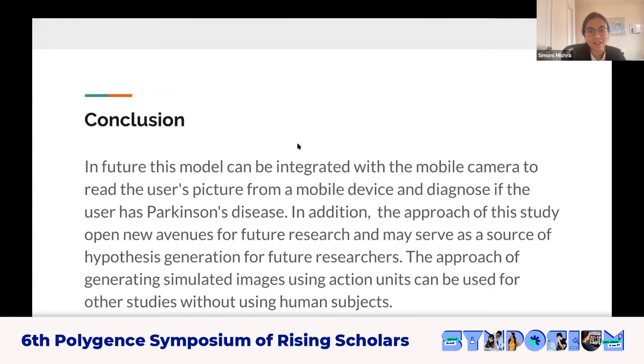So yeah, that, along with the simulating images, is quite useful in a general context outside of Parkinson's disease, as when you're not using human subjects, you're saving a lot of time and money.